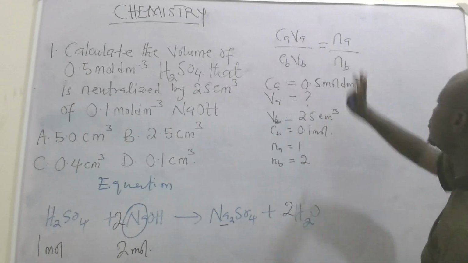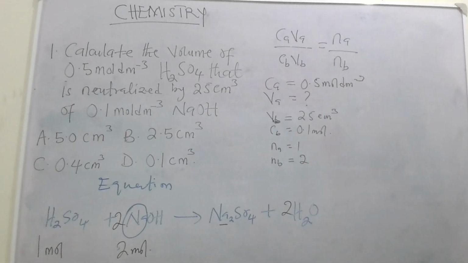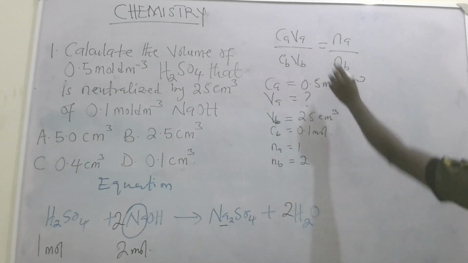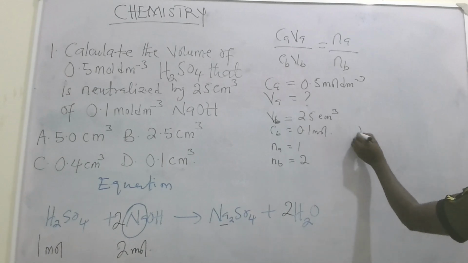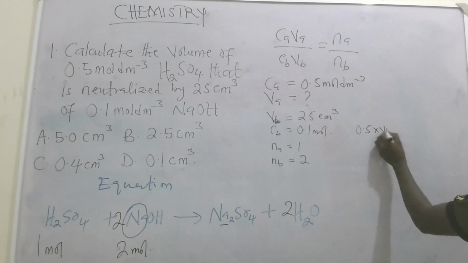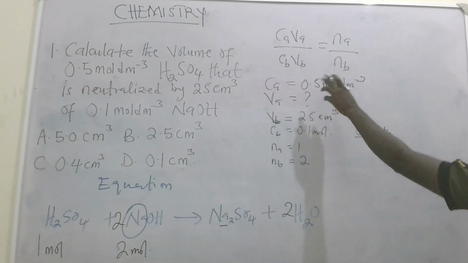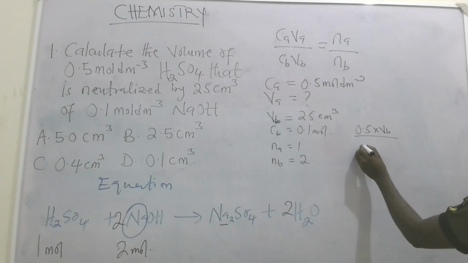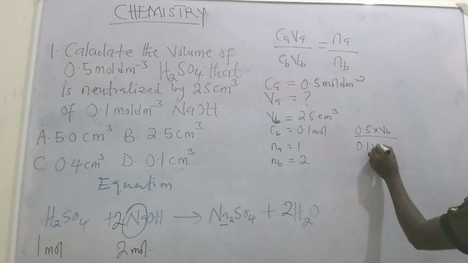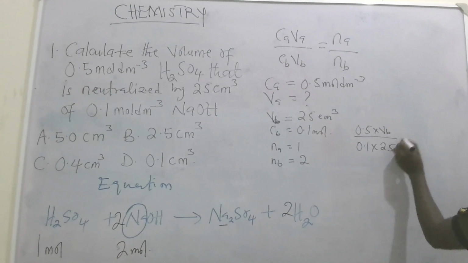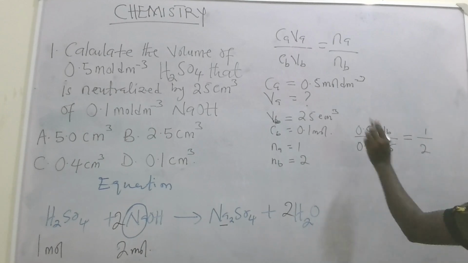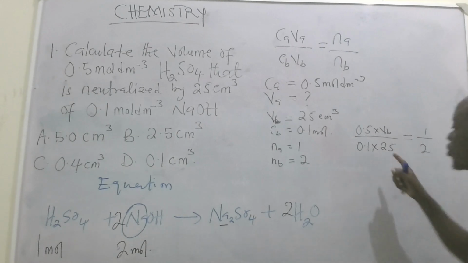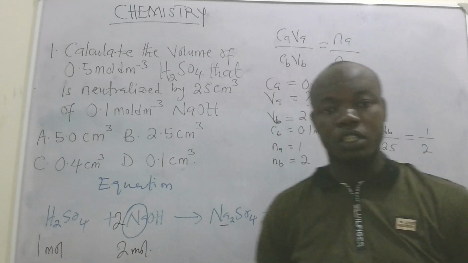So now we are just going to substitute the values in the formula. The concentration of the acid is 0.5 times the volume of the acid, which is unknown, over the concentration of the base, 0.1, times the volume of the base, 25, is equal to Na over Nb. The number of moles of acid is 1, divided by the number of moles of base, which is 2. We are now going to cross multiply, and at the end make the volume of the acid the subject of the formula.